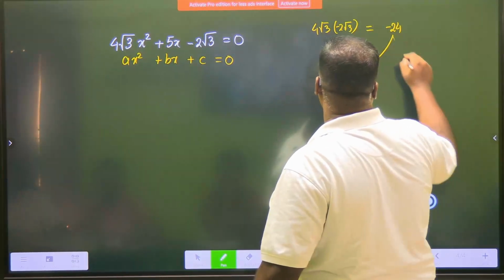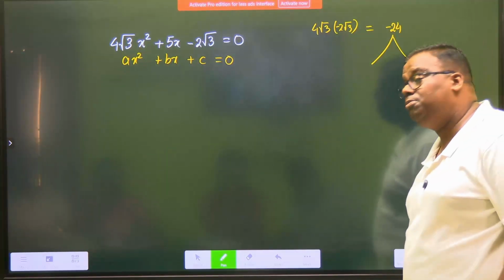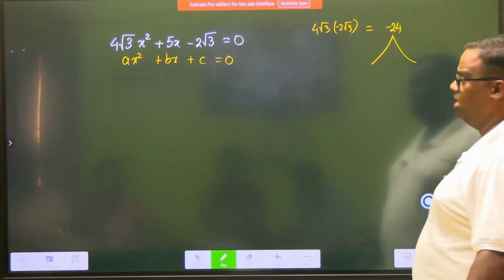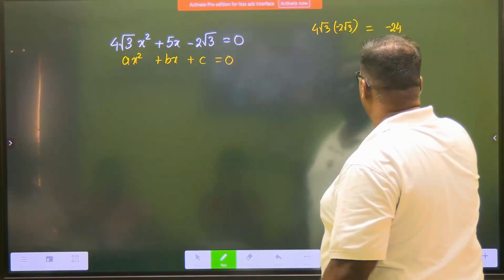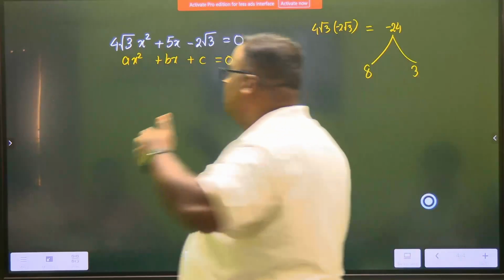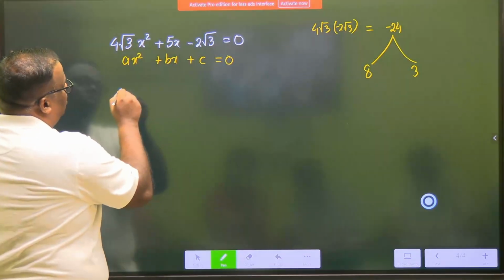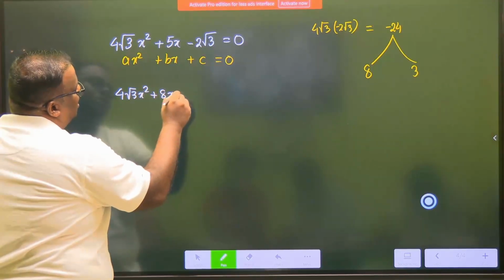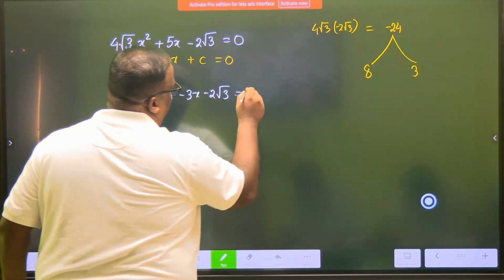Split minus 24 into 2 factors in such a way that their algebraic addition gives me 5. 3 and 8, very easy, but I need a positive. Here it is negative. So I'll take a positive 8 and I'll take a negative 3. These are my 2 factors. My job is done. So I will now write it as 4 root 3 x square plus 8x minus 3x minus 2 root 3 is equal to 0.